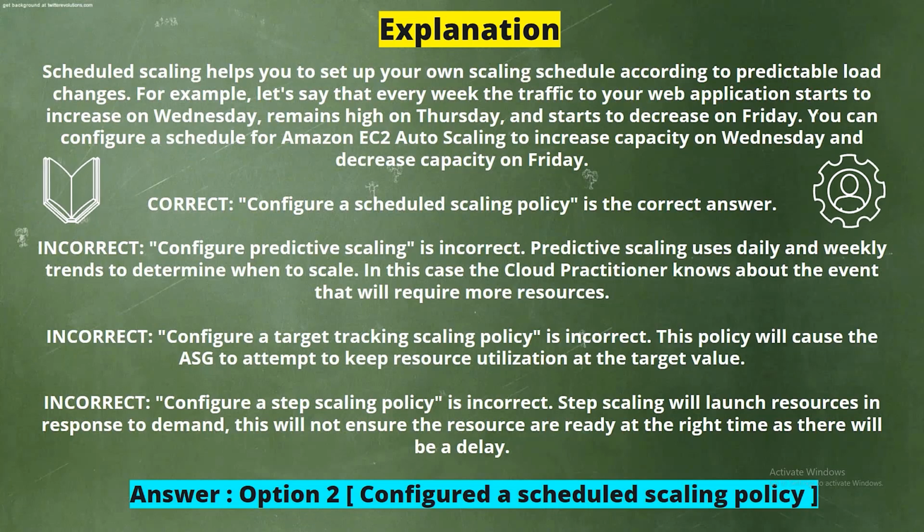Incorrect. Configure predictive scaling is incorrect. Predictive scaling uses daily and weekly trends to determine when to scale. In this case, the cloud practitioner knows about the event that will require more resources. Incorrect. Configure a target tracking scaling policy is incorrect. This policy will cause the ASG to attempt to keep resource utilization at the target value. Incorrect. Configure a step scaling policy is incorrect. Step scaling will launch resources in response to demand. This will not ensure the resources are ready at the right time, as there will be a delay.